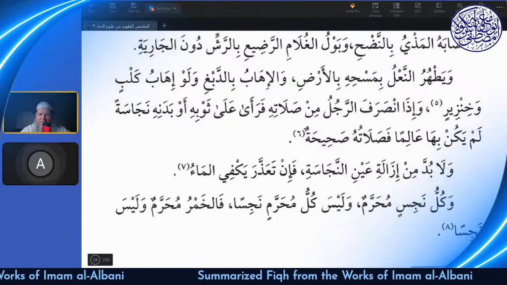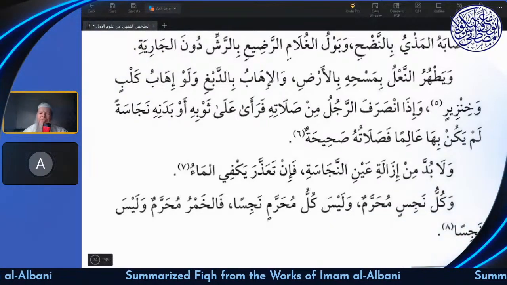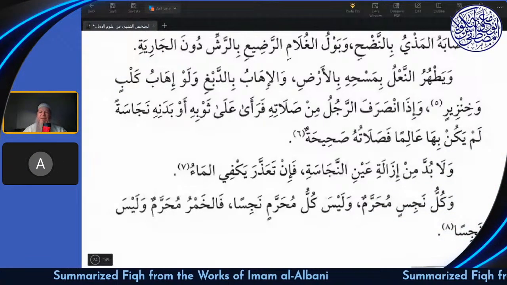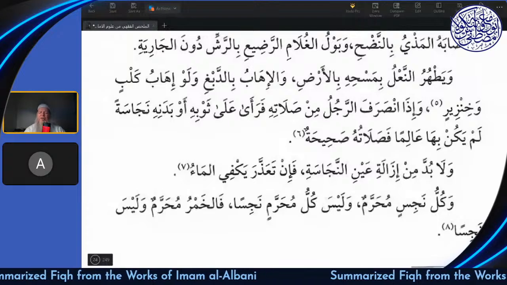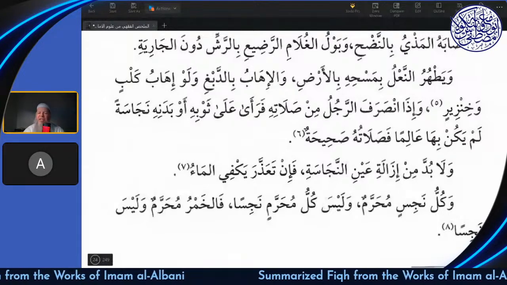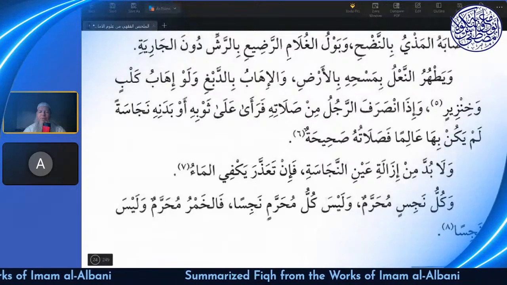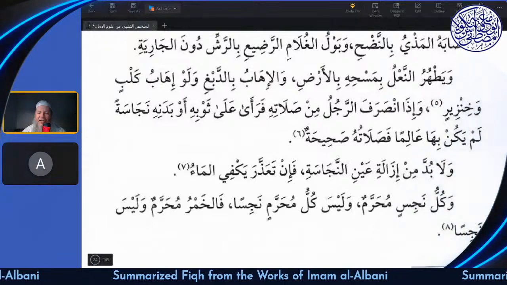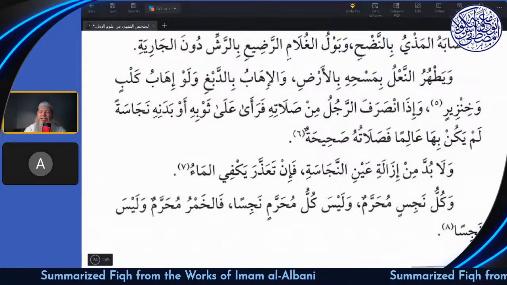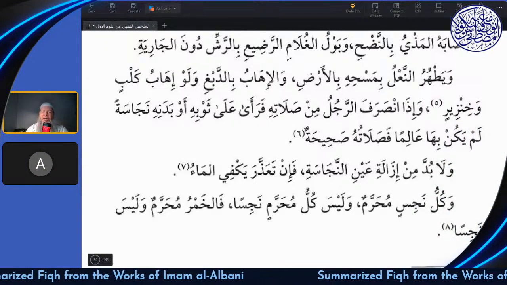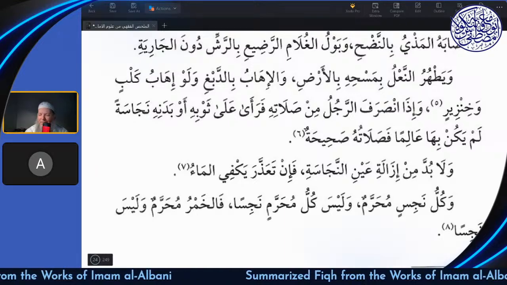You broke up for a second. وَكُلُّ نَجِسٍ مُحَرَّمٍ. Everything which is najis is muharram. So any animal which is najis is haram for us. وَلَيْسَ كُلُّ مُحَرَّمٍ نَجِسٍ. But not everything which is haram is najis.